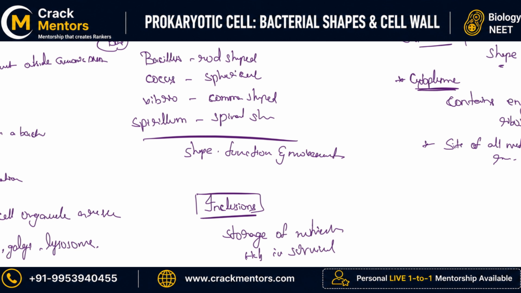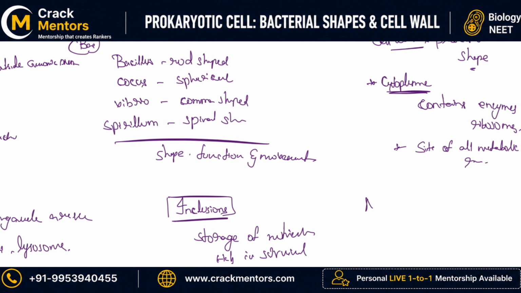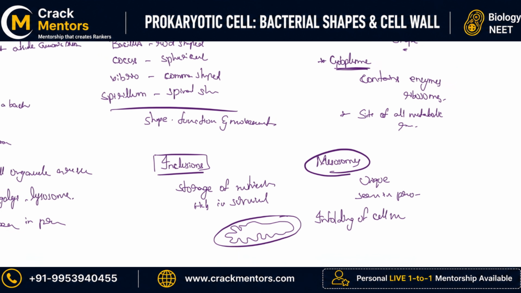After inclusions, we have mesosomes. Mesosomes are the unique features of the prokaryotic cells. They are seen in only prokaryotic cells. These mesosomes are the infoldings of the cell membrane. That is, after the cell wall, in the cell membrane we have such infoldings. These infoldings of the cell membrane are said to be our mesosomes.